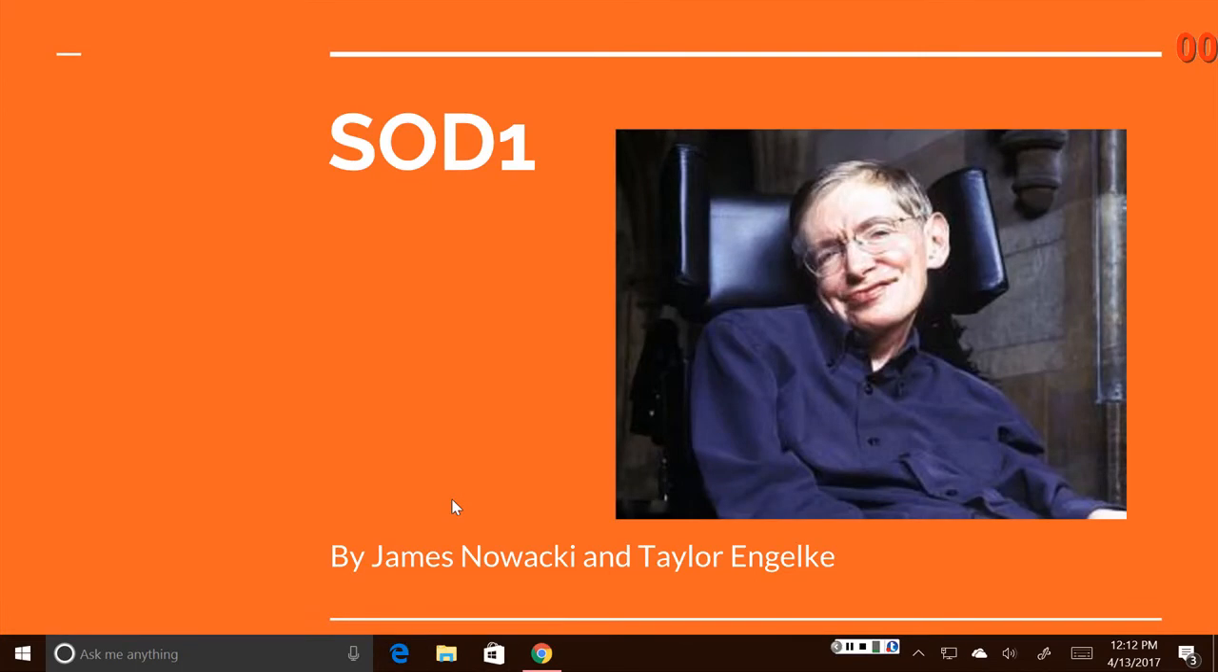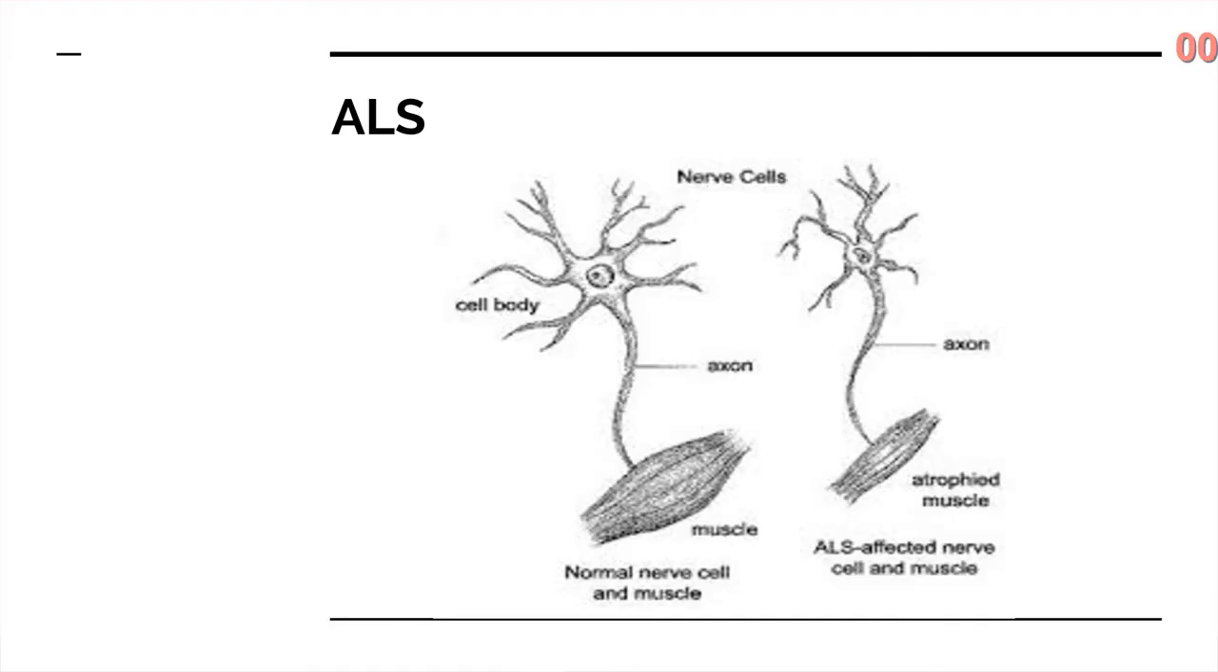Case Study Challenge, SOD1 and ALS. Steve Hawking is a famous person who suffers from ALS, a result of a misfolding of SOD1. ALS, also called Lou Gehrig's disease, is a neurodegenerative disease that affects nerve cells in the brain and spinal cord.